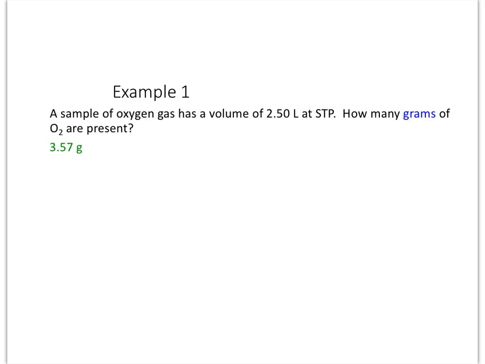So here's an example similar to what we were doing the other day. A sample of oxygen gas has a volume of 2.5 liters at STP. How many grams of oxygen are present? So what we can do here is use the ideal gas law. It says it's at STP, so we know the temperature is 273.15. We know the pressure is 1 atmosphere. We can just use the atmosphere value for that, so we can use the 0.08206 value for R. You could use 760 torr if you want, which means you'd have to use the 62.36 value for R.